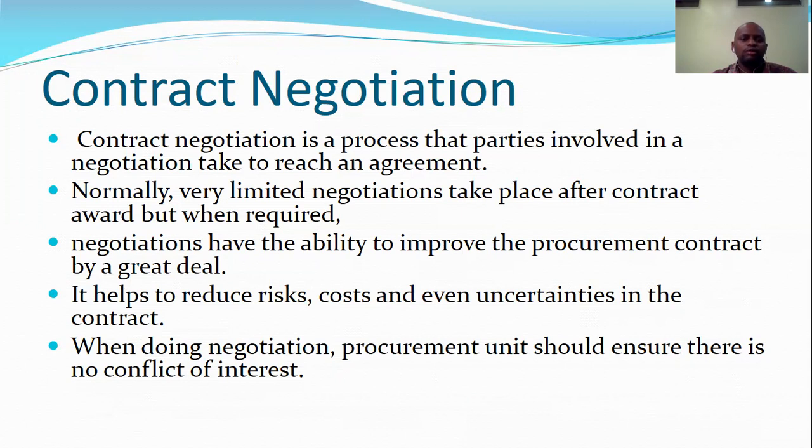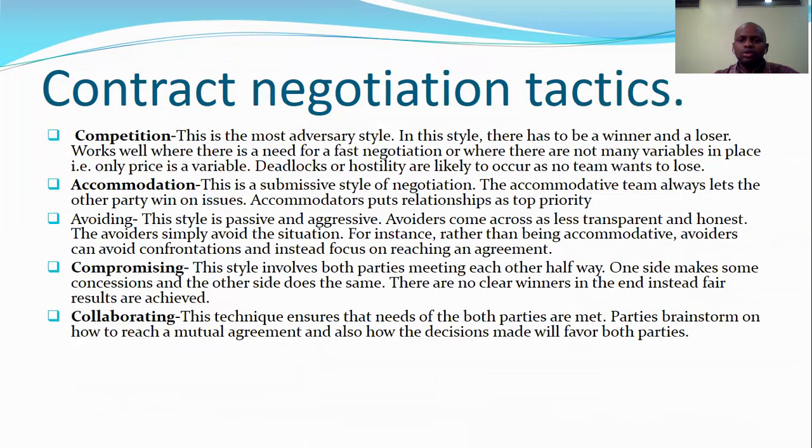But when required. So negotiations have the ability to improve the procurement contract by a great deal. This is because it helps to reduce the risks, the costs, and even the uncertainty in the contract. When doing negotiations, procurement units should ensure that there is no conflict of interest. So contract negotiation tactics may include competition.